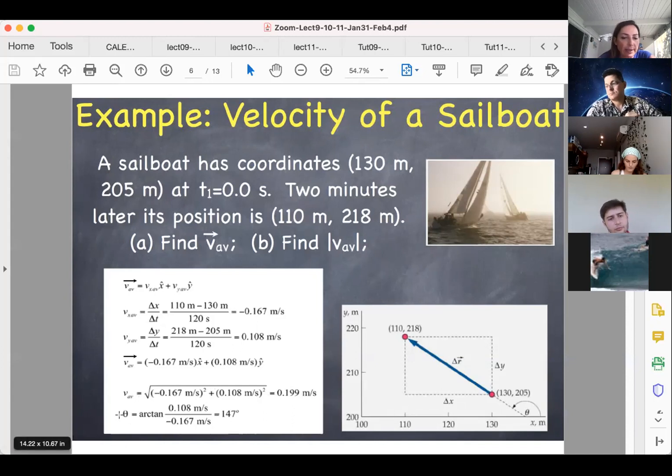It's not required here, but if you want to find the angle, we know that it is arctangent of the component along y divided by the component along x. And also this you find is 147 degrees. So if you see here, indeed, we already knew that it would have been something bigger than 90 degrees because it's going in the second quadrant. And indeed it is 147 degrees. Very good.